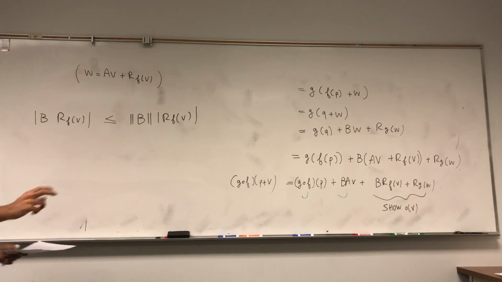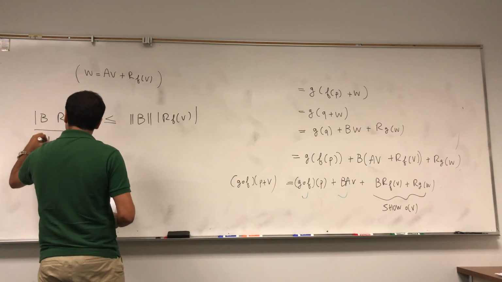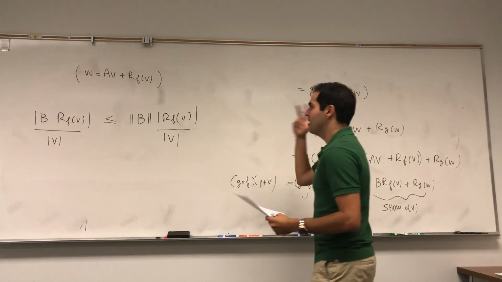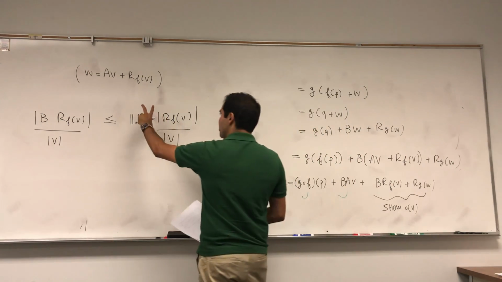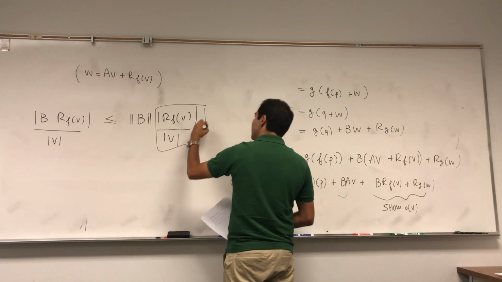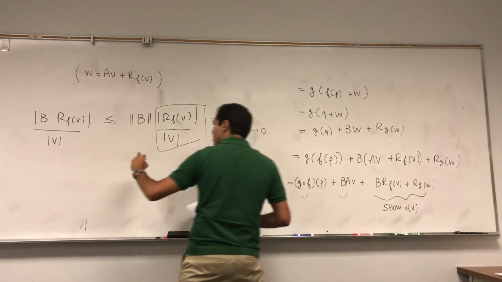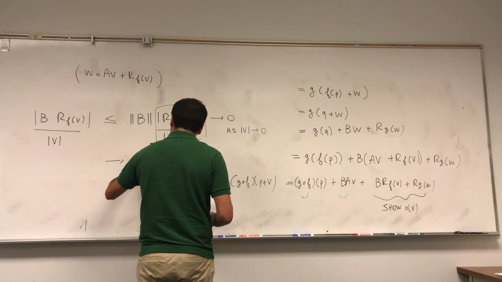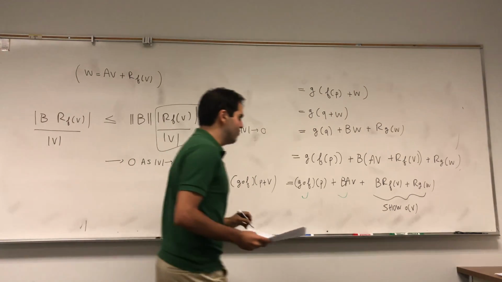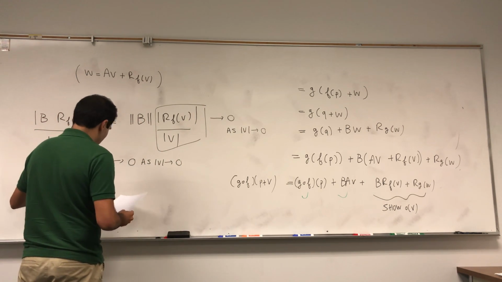Okay. And again, what do we want to show? We want to show that this is sublinear, so smaller than v. So let's divide by the length of v, and let's hope that this goes to 0. And indeed it does, because this is just a number. And remember, this term is sublinear in v. So it does go to 0 as v goes to 0. So this whole thing goes to 0 as v goes to 0. So in other words, this first term is in fact O of v. So B r f of v is O of v.